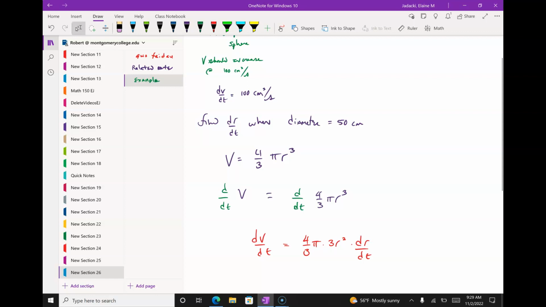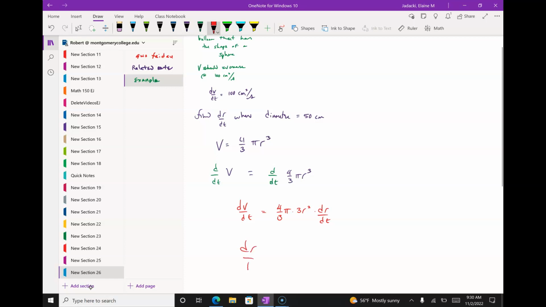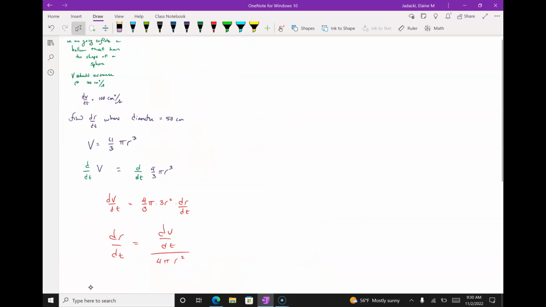Now, remember what I'm solving for. How is the radius changing, right? How is the radius changing? You with me? I'm asking what is dr dt? So dr dt must be dV dt over 4 pi r squared, right? You see the 3's cancel over here? Yes, you with me there? And I know the diameter at the point I'm interested in is 50 centimeters, so the radius is 25 centimeters.